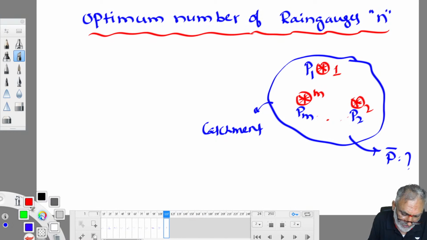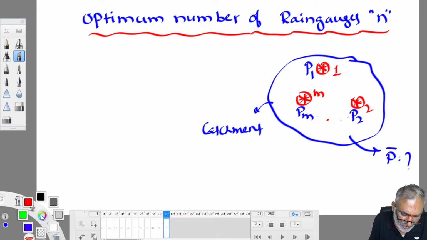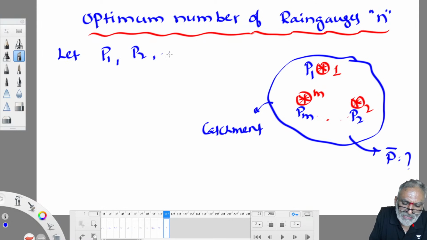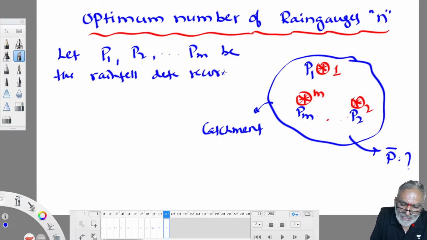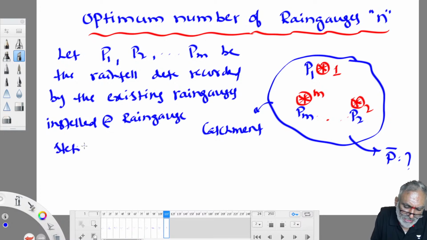So to get that rainfall information, the correct number of rain gauges we need to install. We carefully analyze rainfall data recorded by existing rain gauge stations. We put that data to statistical analysis. Thereby, we can find out the optimum number of rain gauges. So let P1, P2, ... PM be the rainfall data recorded by the existing rain gauges installed at rain gauge stations. These rain gauge stations we call RG stations 1, 2, ... m respectively.